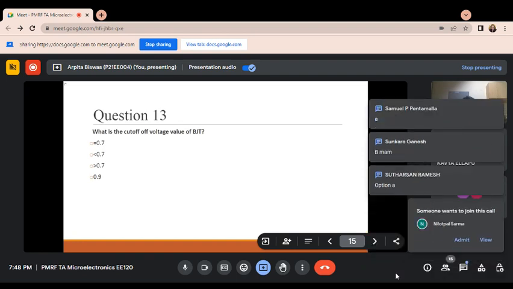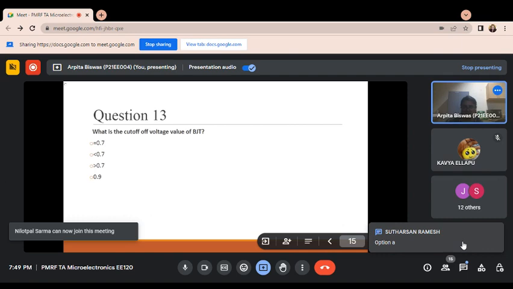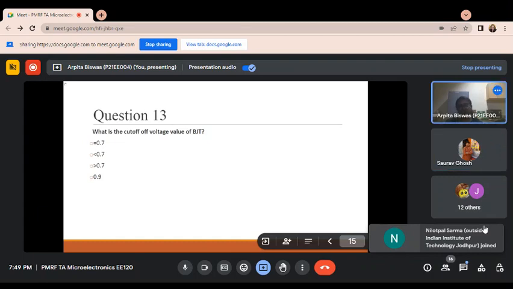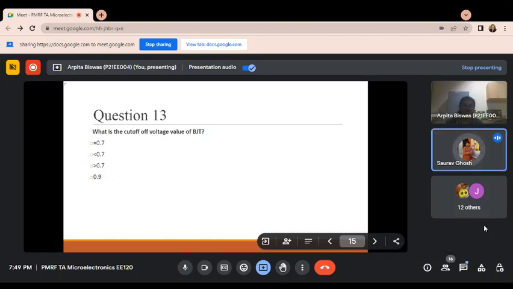So the correct option? Ma'am, option A is the correct answer. Knee voltage is 0.7 volt for silicon. Okay, but the question is basically about when it leaves the cutoff region and starts to enter the saturation or the active region. That is greater than 0.7, option C. Okay. Anyone else?